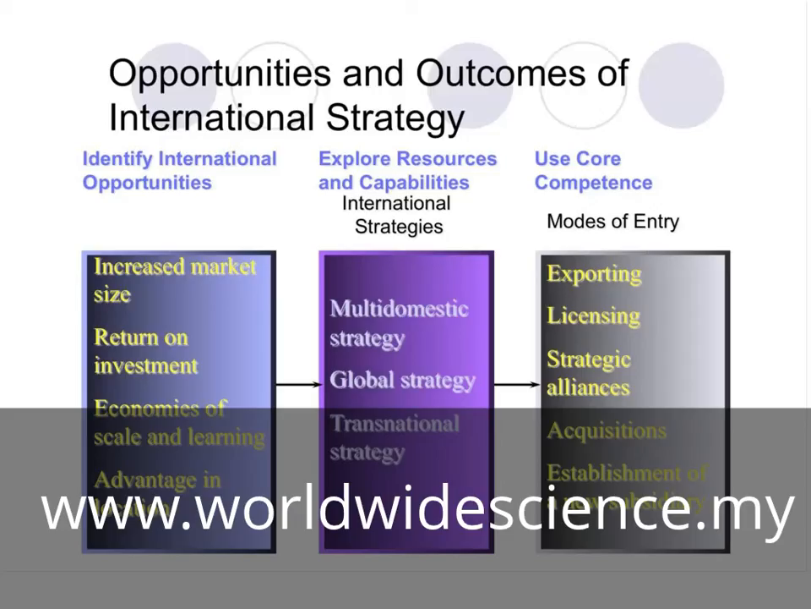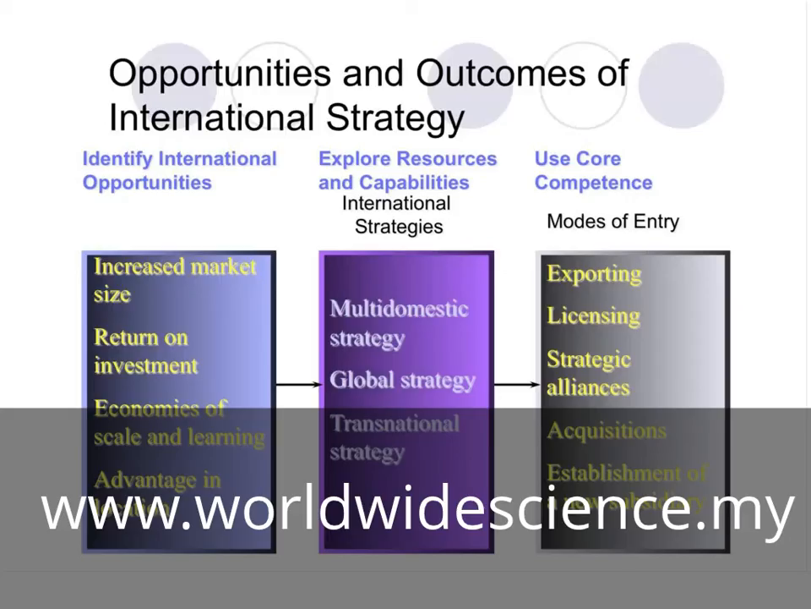When you want to go and expand, there are certain strategies that you adapt to basically move along those countries and nations. And then finally, the last column is use of core competence. So when you want to use core competence, you are exporting, licensing, forming strategic alliances, acquisition, and establishing a new subsidiary. So when it comes to competence, you also need to utilize all these different sorts of strategies when you find a need.